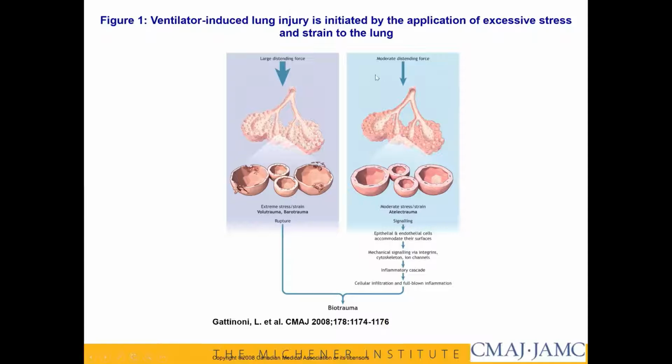On the right-hand side, we have our moderate distending force. And so our alveoli might have stress and strain from atelectasis, so the repeated opening and closing of those units. And so we get the washing out of surfactant, and you can see that the inflammatory cascade begins, and you're going to lead into the biotrauma that occurs and results in our ARDS type picture.